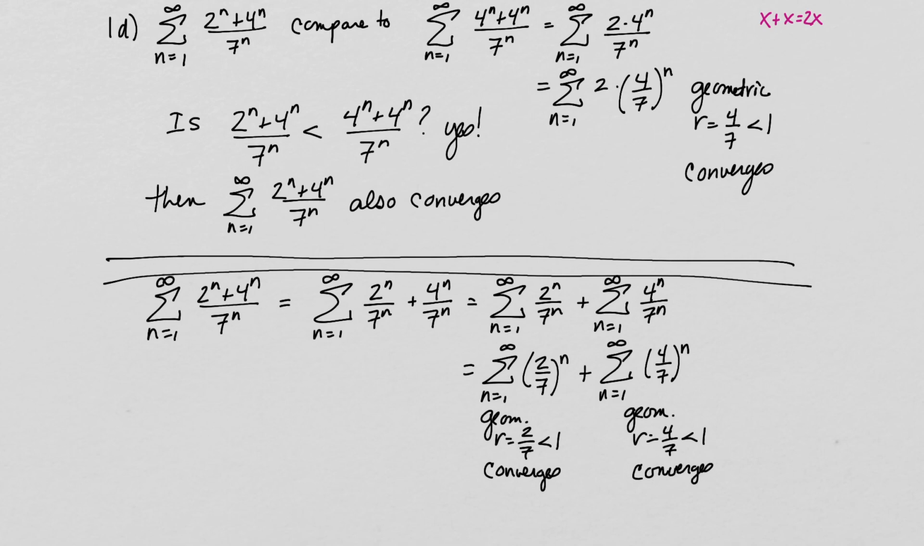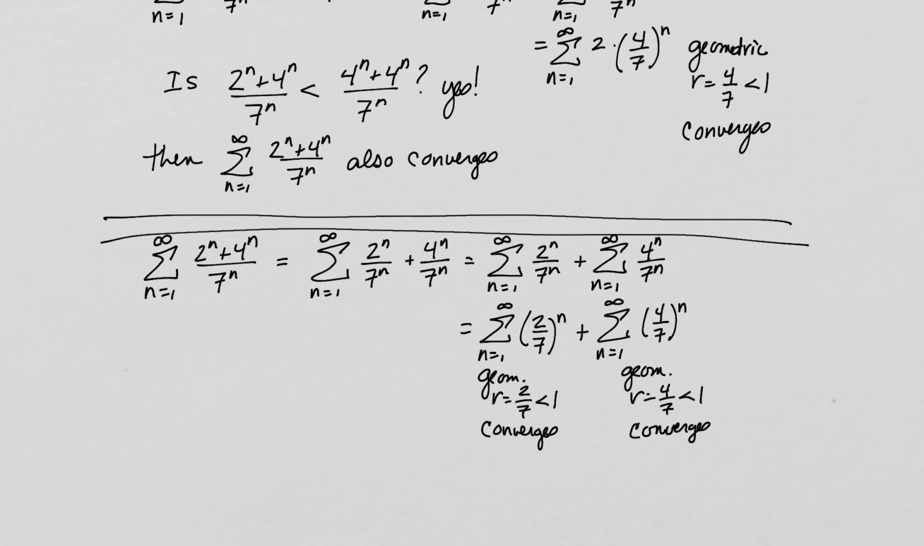So if I have 2 series that are both convergent and I add them together, I get a convergent series. So therefore, our series, 2 to the n plus 4 to the n over 7 to the n, also converges. So that's the slick way to get it, is to notice, oh, I could have broken it into 2 series and both of those series happen to converge themselves.